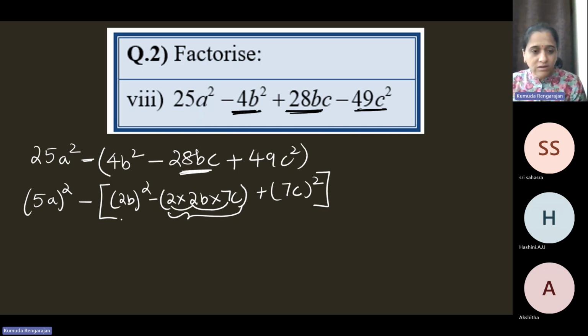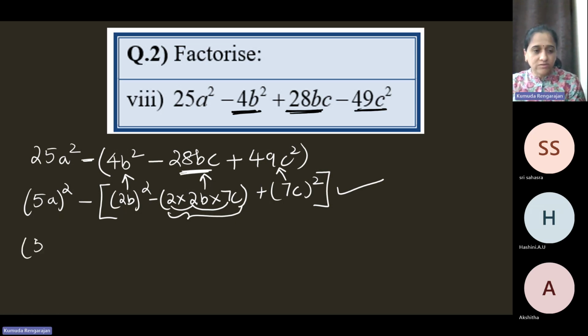Now if you see here, this one is nothing but this. This one is nothing but this. This one is nothing but this. We've just written the same terms in a different way to suit the identity. So now in this step, these three terms in the square bracket are of the form a squared minus 2ab plus b squared.